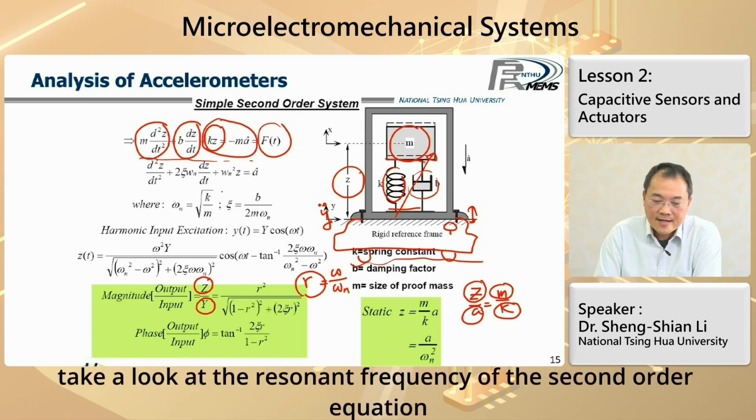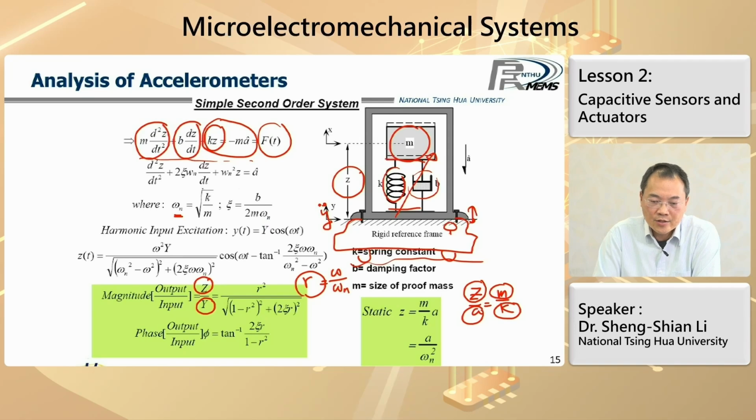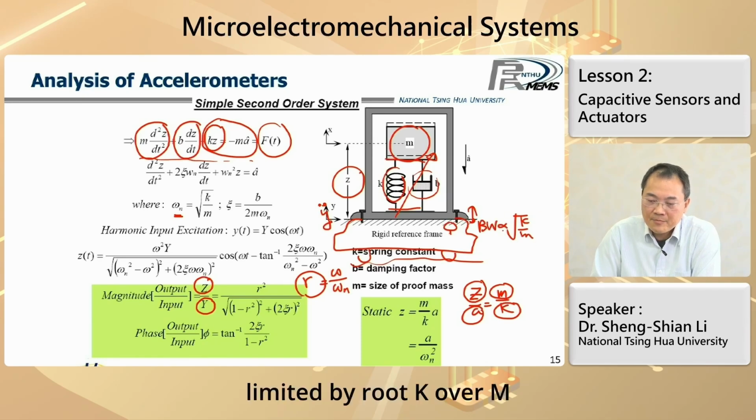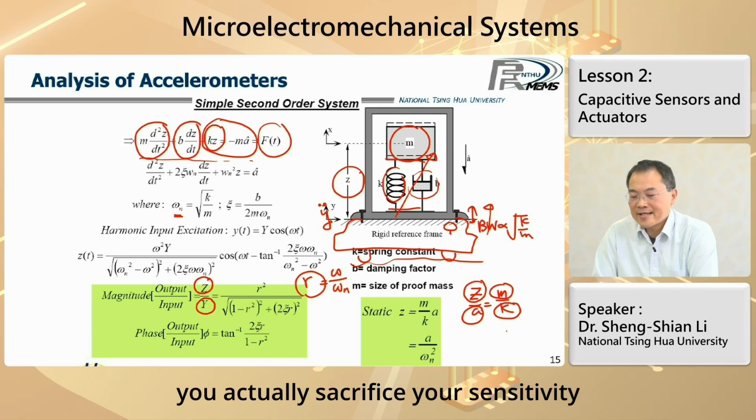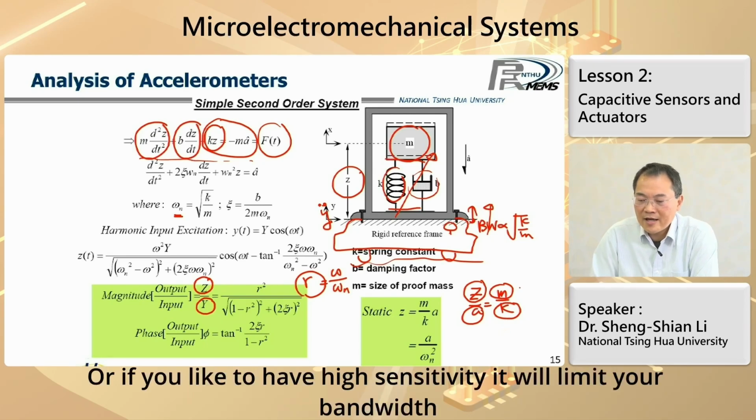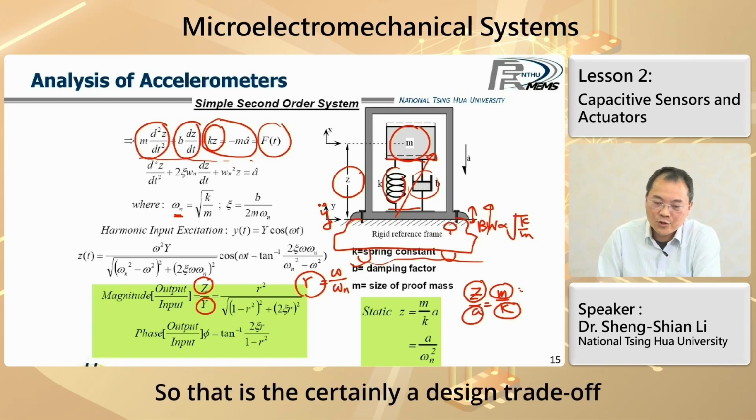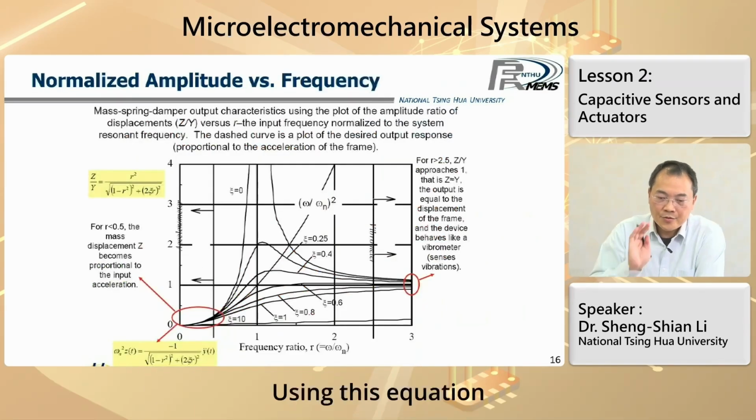But take a look at the resonant frequency of this second order equation. It's root k over m. So the bandwidth will be limited by root k over m. If you like to increase the bandwidth, you actually sacrifice your sensitivity. Or if you like to have high sensitivity, it will limit your bandwidth. So that is certainly a design trade-off.